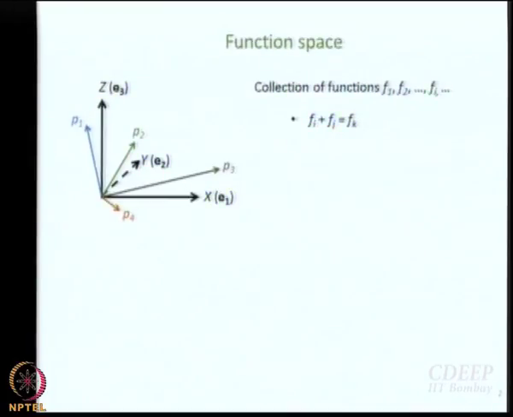If you add two functions, then the sum should also belong to the same collection. Or in other words, the sum should also be a function in the same function space. fi plus fj should be equal to fk, where fk also belongs to the same function space, and the very convenient example that we have been using is that of position vectors, right. So, if you add any two position vectors, I think we understand that we are going to get another position vector. What is a position vector?